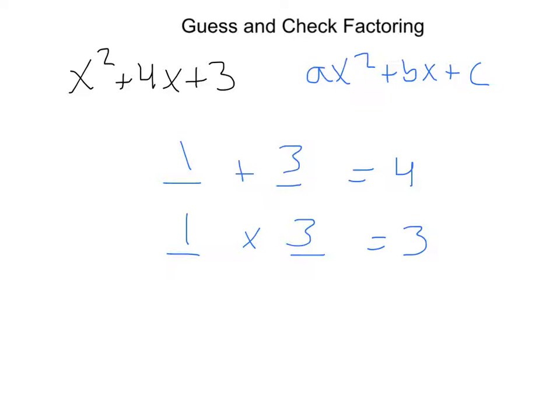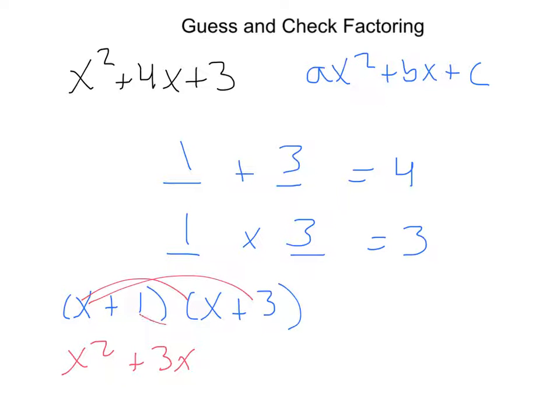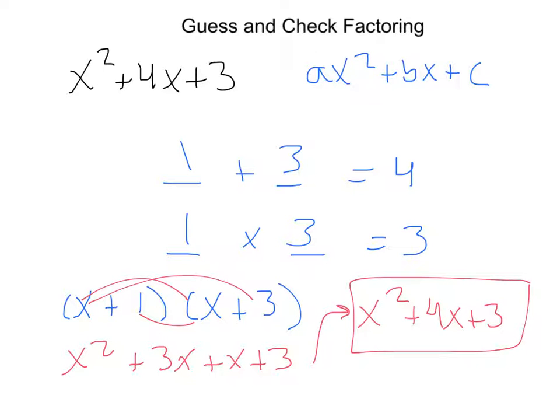Then all you want to do is say x plus whatever's here, and then x plus whatever's here. So if that were a negative 3, then it'd be x minus 3. If that was a negative 1, it'd be x minus 1. Then to finish it up, you just want to multiply these out and make sure they work. So we say x squared plus 3x plus x plus 3, which gives us x squared plus 4x plus 3. So we know that works.